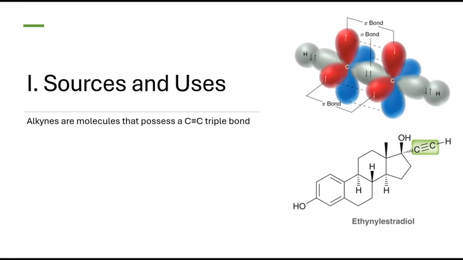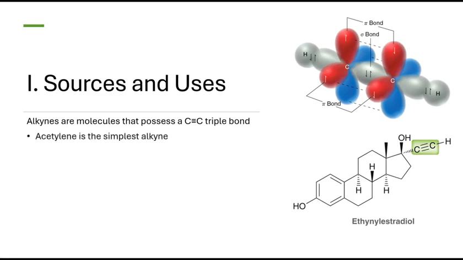1. Sources and uses. Alkynes are molecules that possess at least one C triple bond C. Each carbon of the triple bond is sp hybridized and has a linear electron and molecular geometry. There are 2 unhybridized p orbitals remaining for each carbon of a triple bond that result in the formation of pi bonds, and we're going to have 1 sigma bond between the 2 carbons of the triple bond and 2 pi bonds.